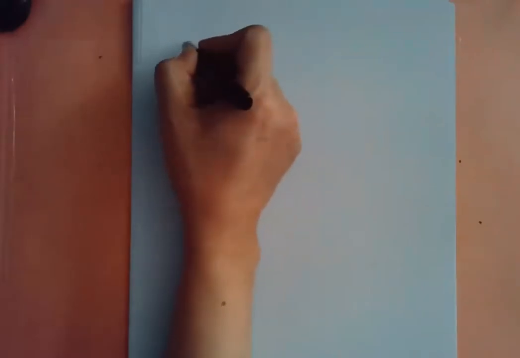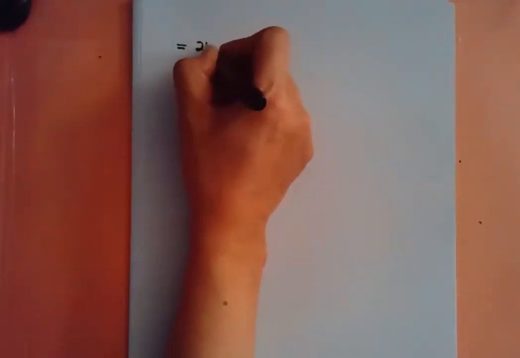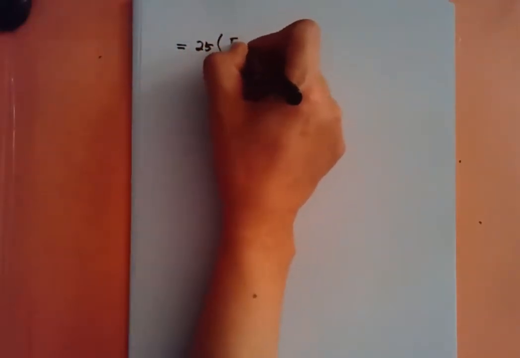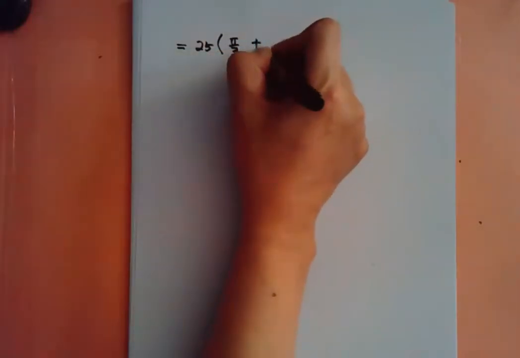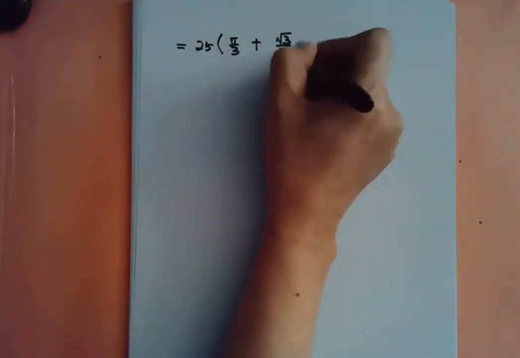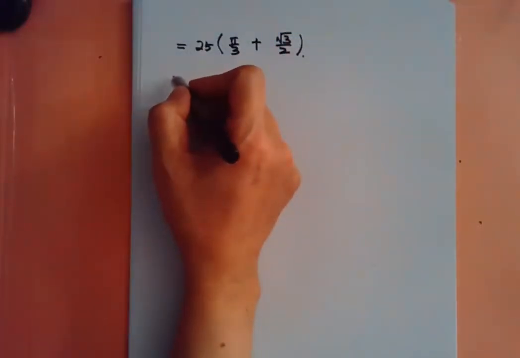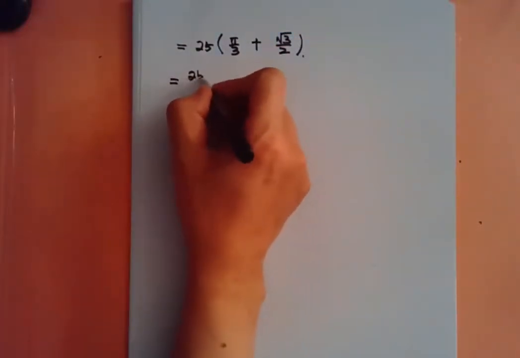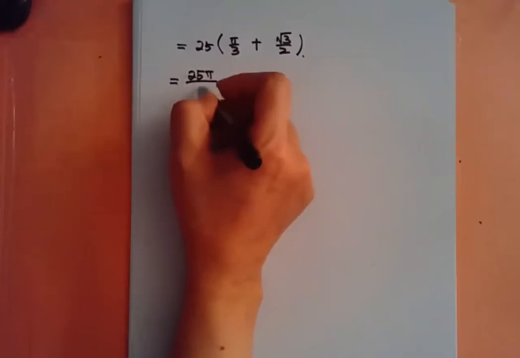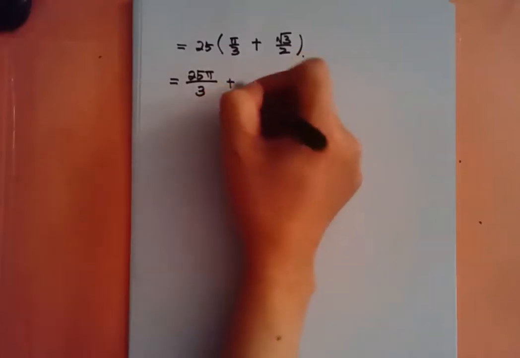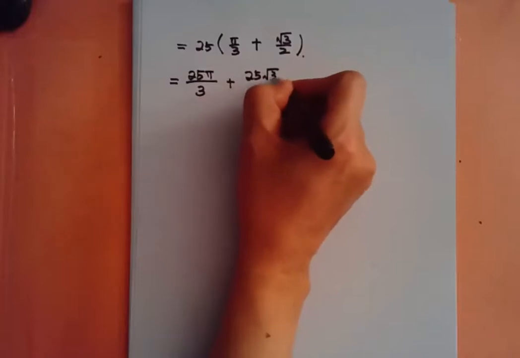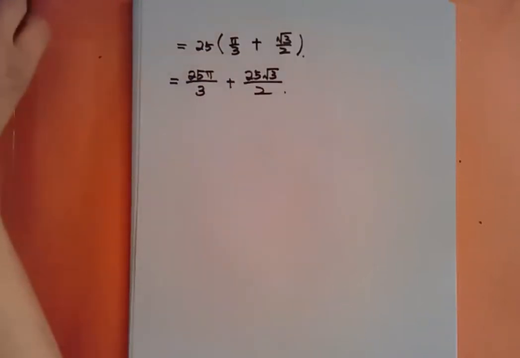So that is 25 times pi over 3 plus square root of 3 over 2. So you can end the question like this, or you can write 25 pi over 3 plus 25 square root of 3 over 2. Any question?